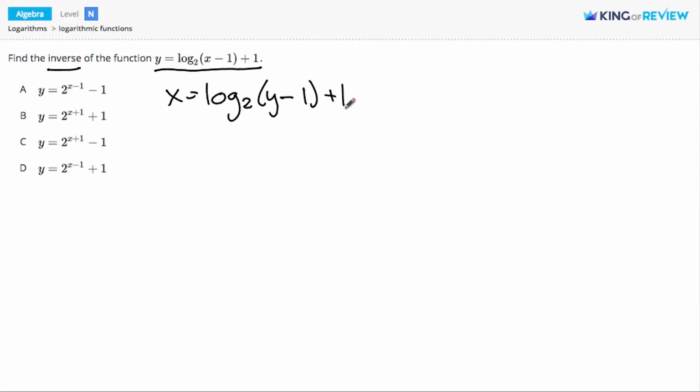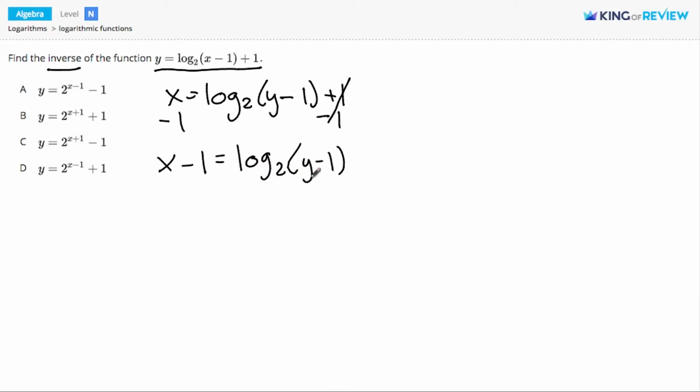And now, if we can solve for y, we will undo all the operations around y and find a function that undoes those operations, that does the operations in reverse. So that'll give us the inverse function. So we always start with what's being added or subtracted outside of any logarithmic functions. So let me get rid of this plus 1 by subtracting. So we have x minus 1 equals the log base 2 of y minus 1.